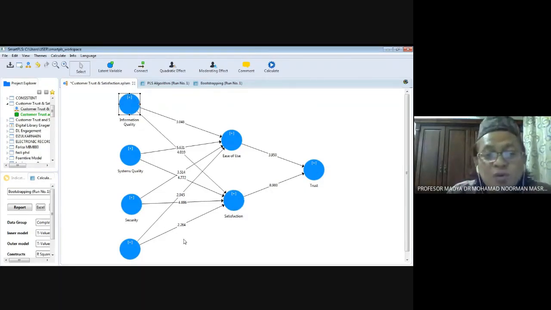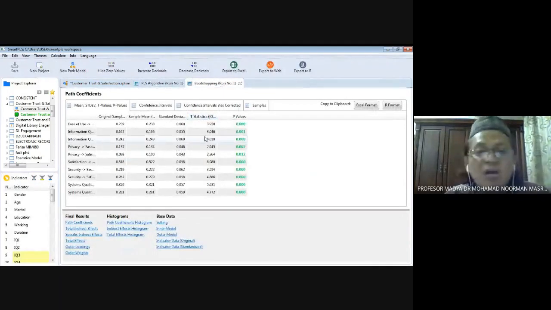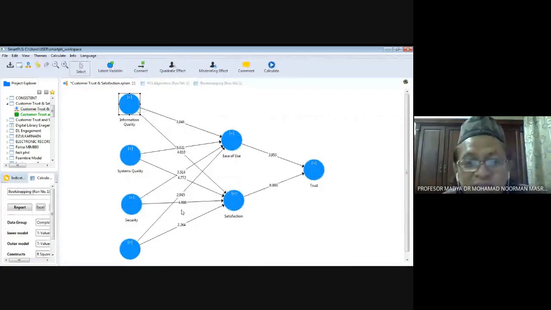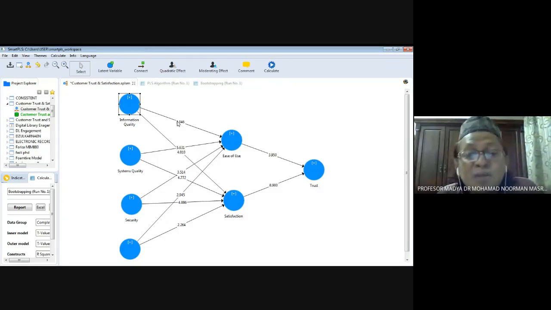All the values on the arrows, when you click on bootstrapping, are actually the T statistics. T stands for tengok, meaning look, in case you forget. You have to look at that T. These are the T values written on top of the arrow. Now, the T should be above 1.645. When it is above 1.645, it means the hypothesis is supported. It depends on how you hypothesize.